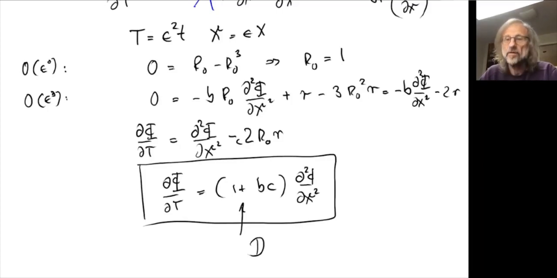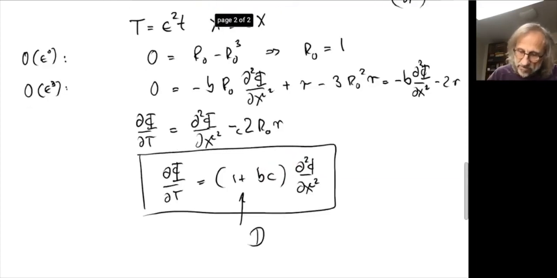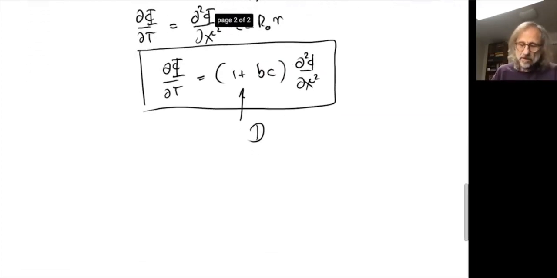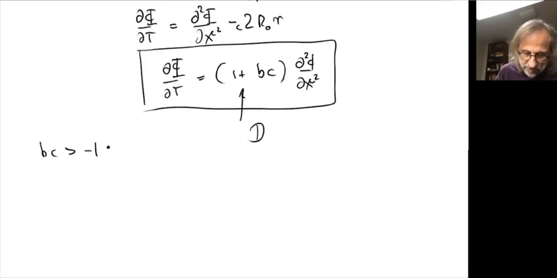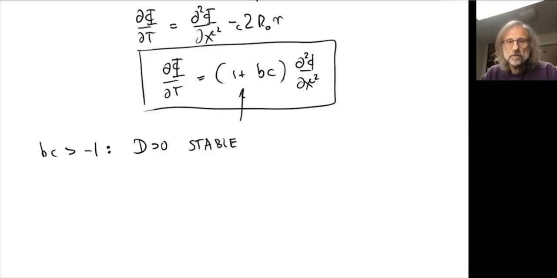However, the interesting part here is that this number does depend on the coefficients of the Ginzburg-Landau equation, b and c. And so now we actually see that if bc is bigger than minus 1, then D is positive, and the homogeneous oscillation is linearly stable. If you make a small perturbation, it will relax, meaning the oscillators will eventually all be synchronized again.